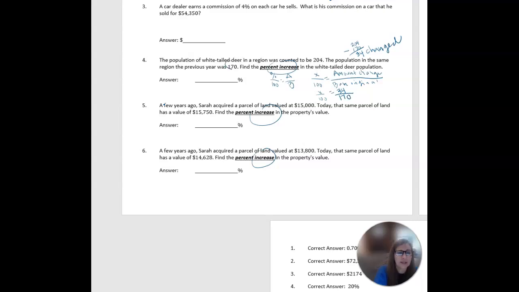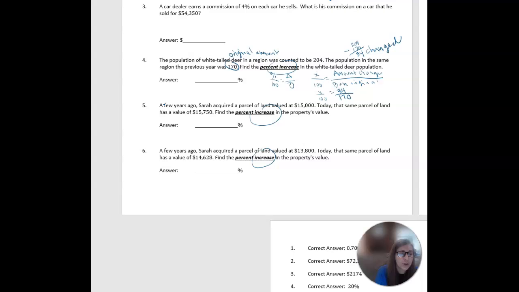How did I know that? Because this was the original amount of deer. So last year there were 170. It has increased by 34 this year. And you will cross multiply, and I think we've practiced that enough. I want to help you get these set up so you cross multiply and solve it.